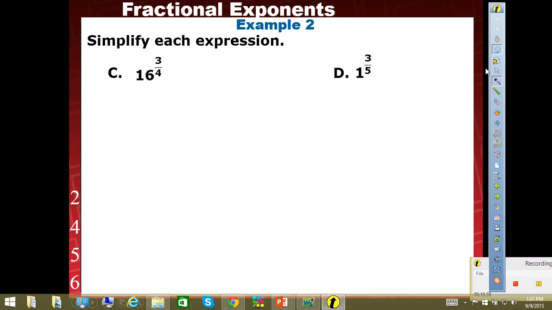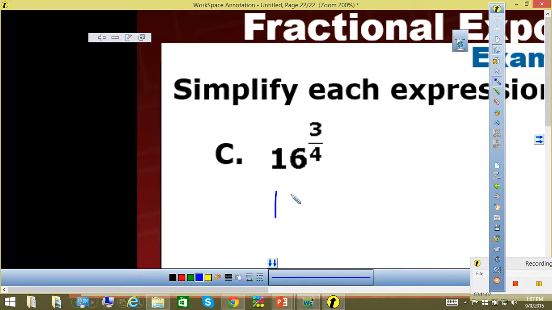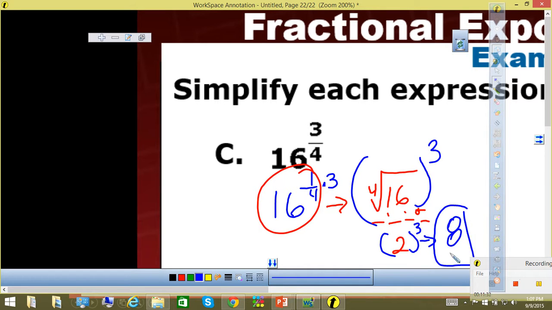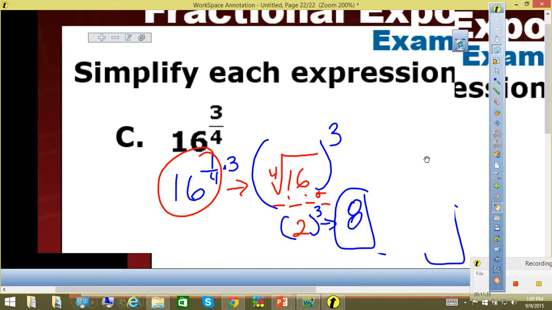So here we go. Let me go over C really quick. So for C, we rewrite this. This becomes 16 to the 1/4 times 3. Is that correct? This becomes the 4th root of 16 and all that to the 3rd power. 4th root of 16 is what number times itself 4 times gives me 16? That's 2. And all that to the 3rd power. 2 times 2 times 2 is 8. Are we there?